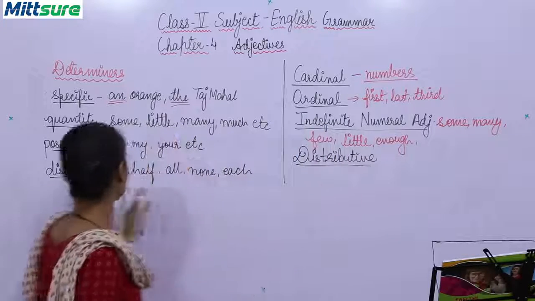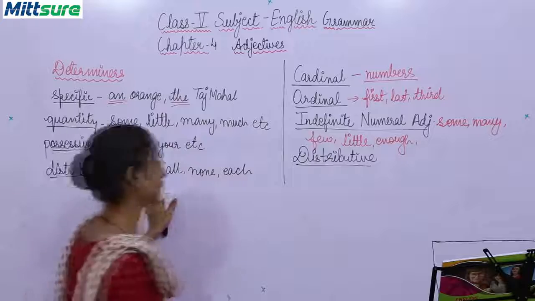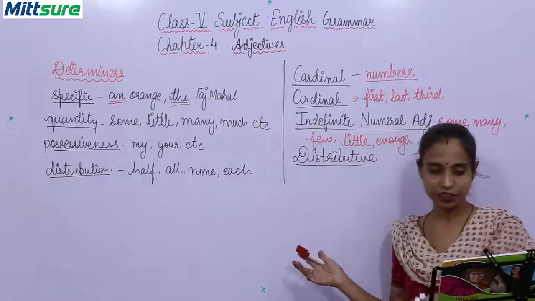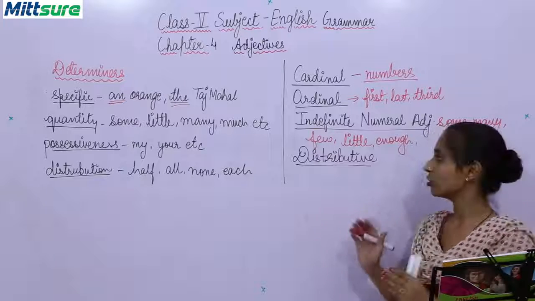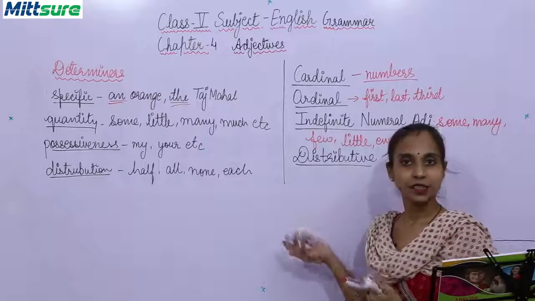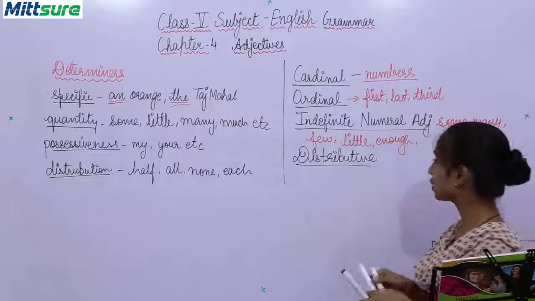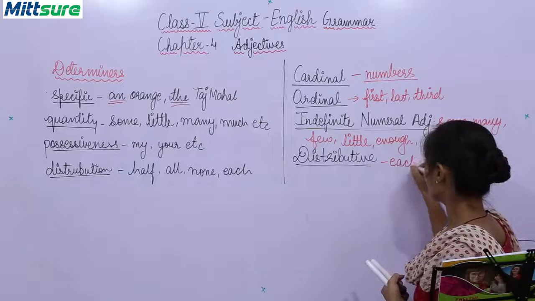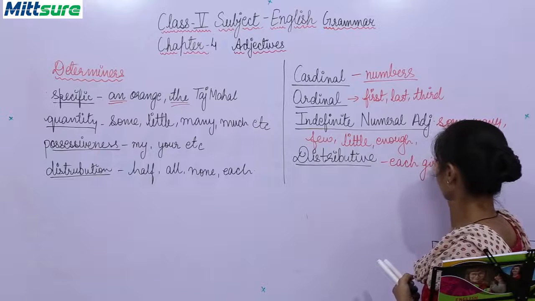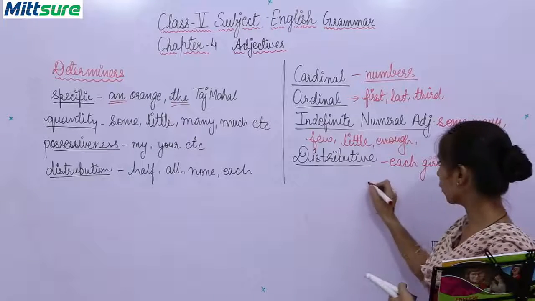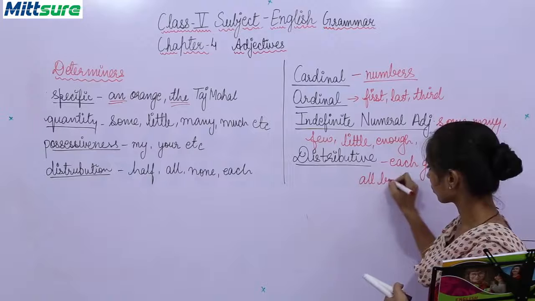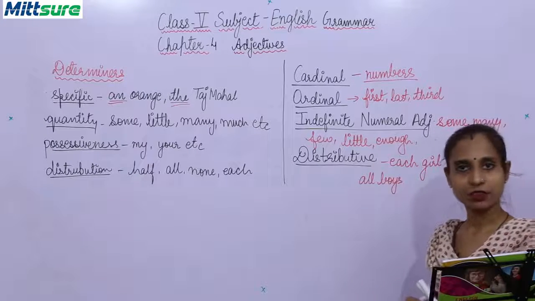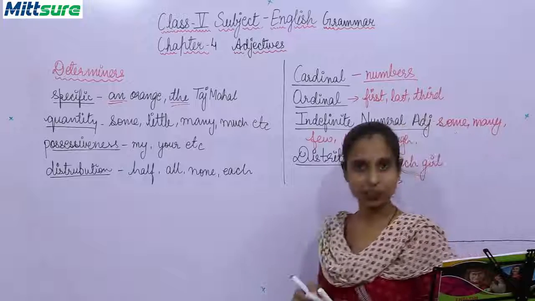Distributive, distributive is these only, half, all, none, each. When there is a distribution, these are known as distributive adjectives, like each boy, each girl, all boys. These are known as distributive adjectives.